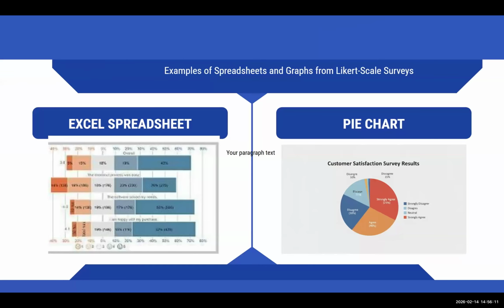These are examples of spreadsheets and graphs that you can create from Likert scale surveys. On the left is an Excel spreadsheet, and on the right is a pie chart. Like I said previously, closed questions give us the numbers that can turn the answers into these charts.